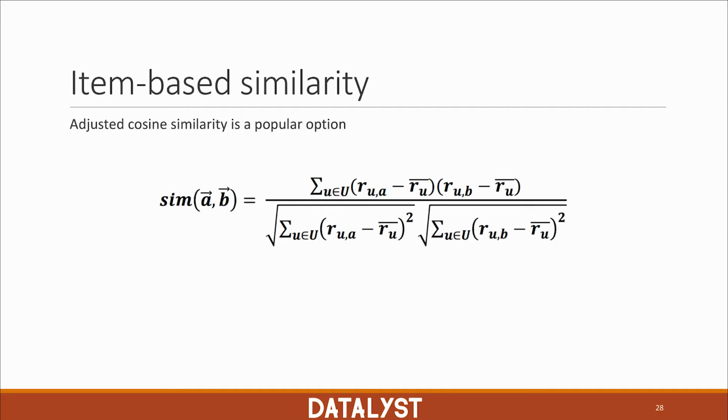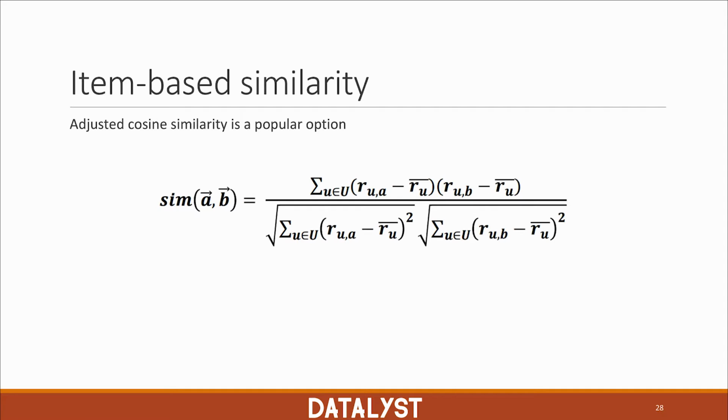So how can you calculate the similarity between products? This formula looks very similar to the similarity between users, but in this case, we care about the similarity for products, not for users. So let's say that you have product A and product B, and you want to calculate their similarity. So you go across all users and you calculate the following: the user's average rating, the user's rating for item A and the user's rating for item B.